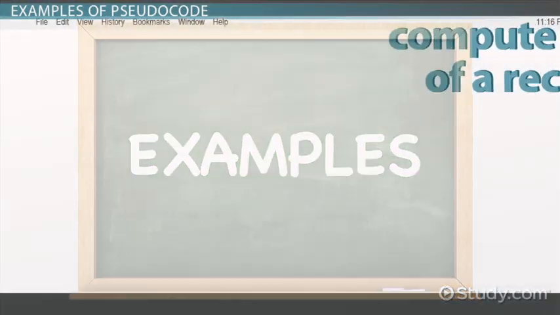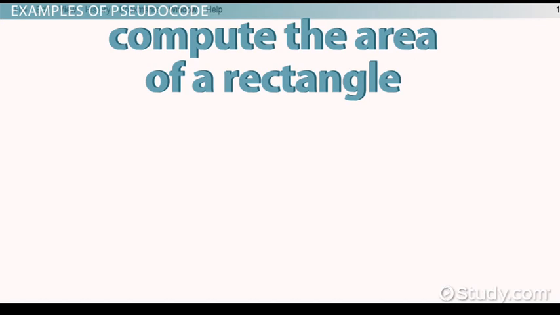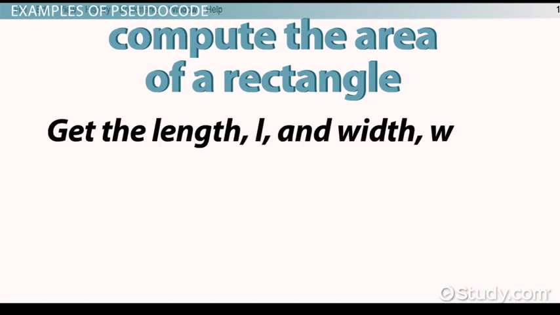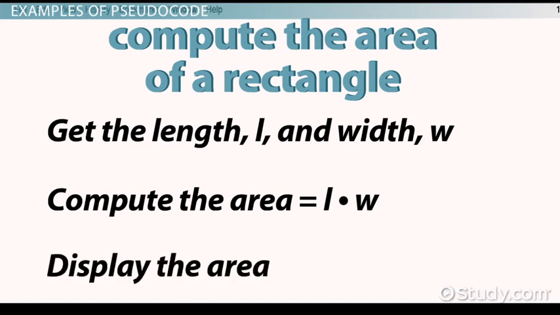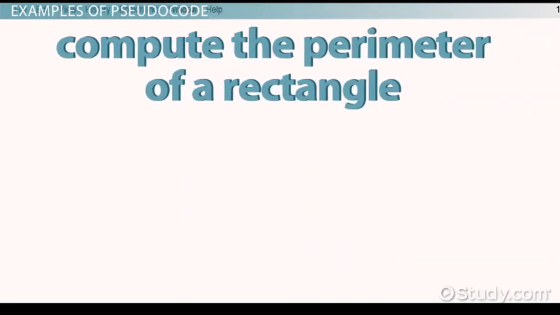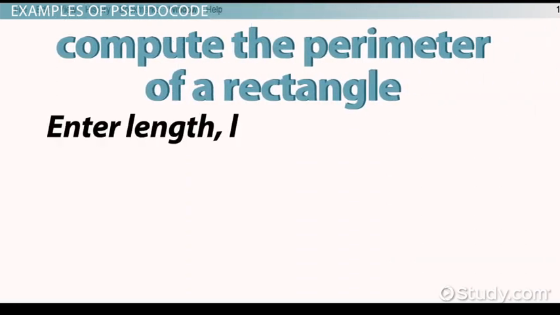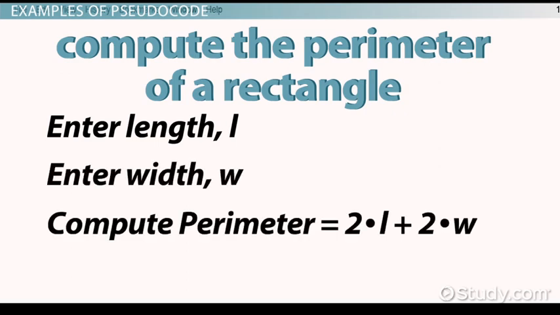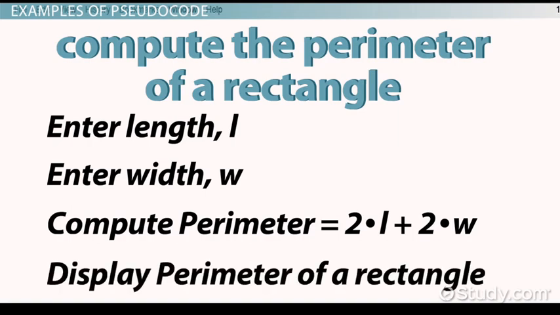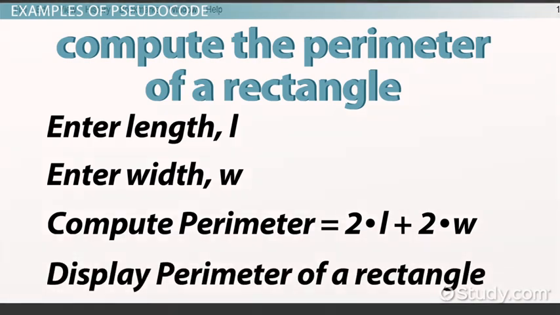Here is a pseudocode to compute the area of a rectangle. Get the length L and width W. Compute the area L times W. Display the area. Now let's look at an example of pseudocode to compute the perimeter of a rectangle. Enter length L. Enter width W. Compute perimeter 2 times L plus 2 times W. Display perimeter of a rectangle.